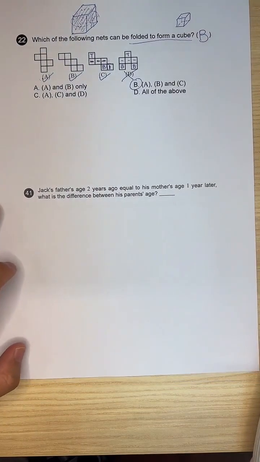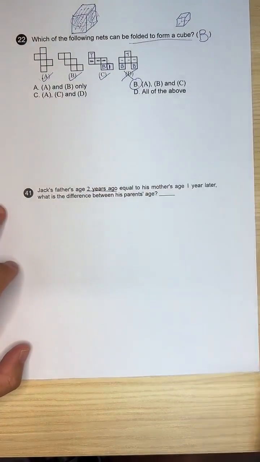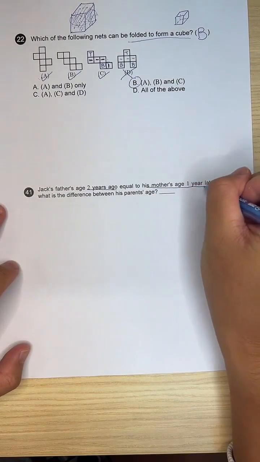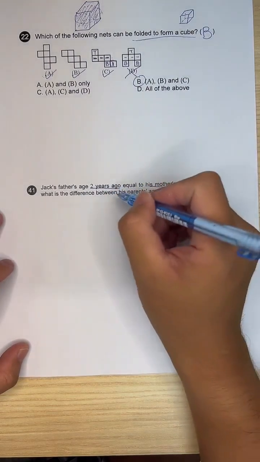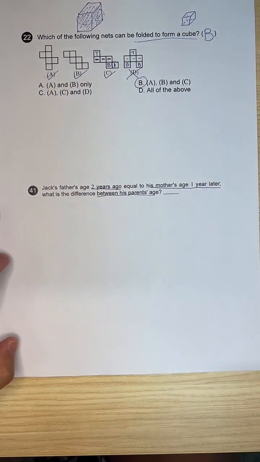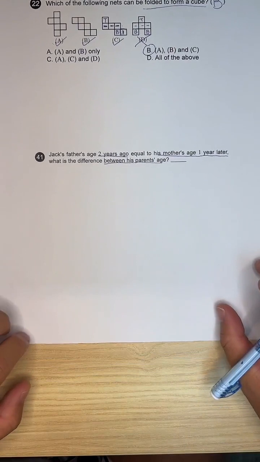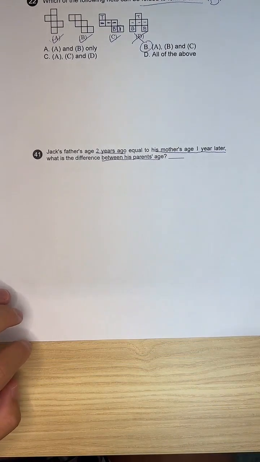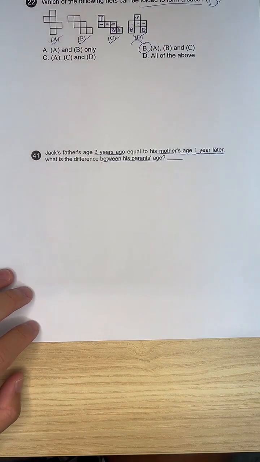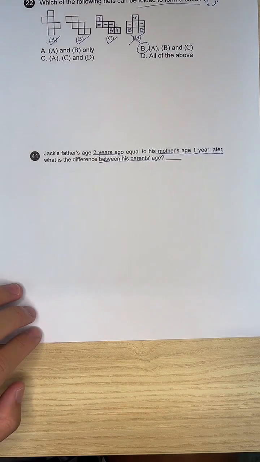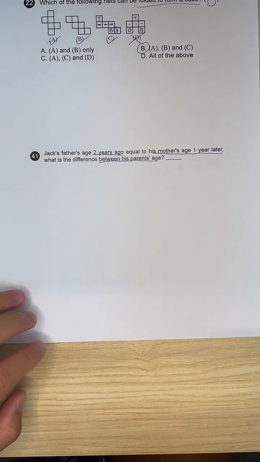Jack's father's age 2 years ago is equal to his mother's age 1 year later. Right? So what is the difference between their parents' ages? For this one, anyone got any idea how to do it? Okay, now time for you to think. If you are the one doing this question, what method will you use?